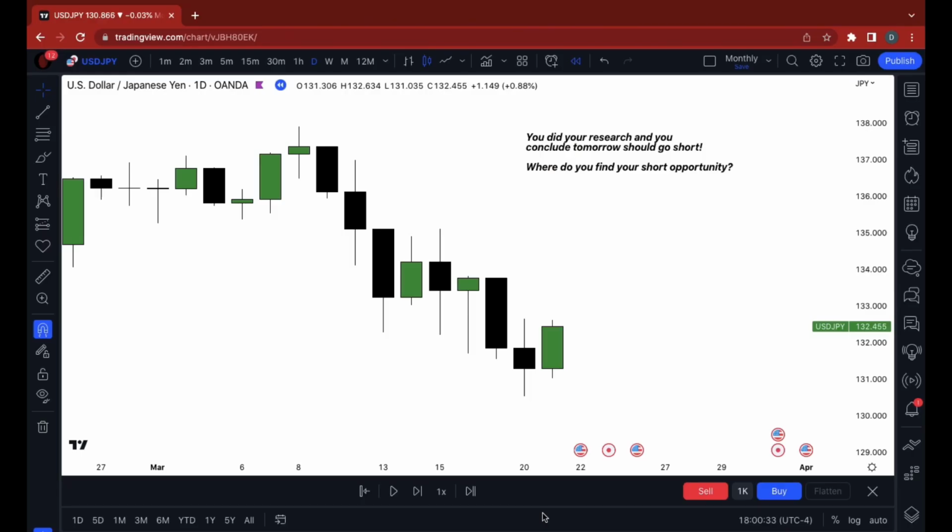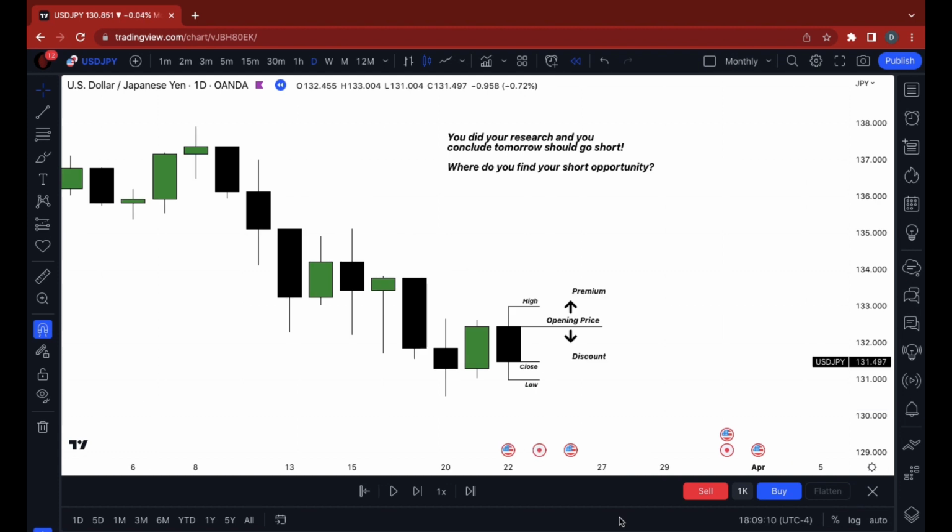Looking at UJ, US dollar versus the Japanese yen. Let's say today is March 21st, Tuesday, 2023, and you did your homework and your research, and you told yourself that tomorrow should be going short. What should you be looking for? Well, we know we have to look for the opening price because that's fair value. And if we're going to be a seller, that means we should be looking to probably sell above the opening price. Let's see what happens tomorrow.